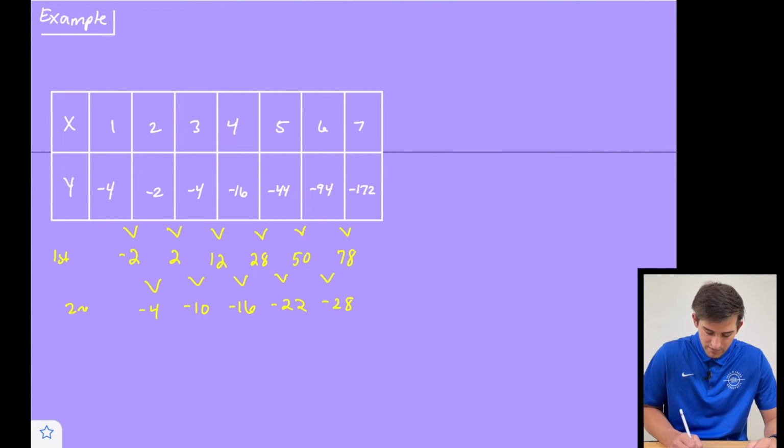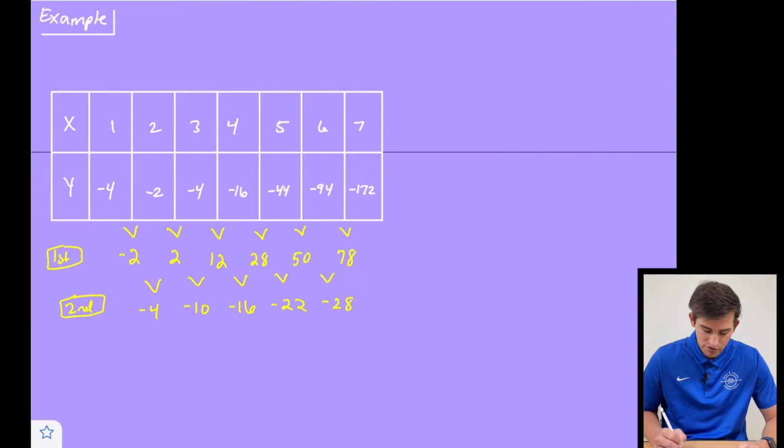So those are our second differences, and once again, they're not constant. So let's keep going. We know it's not a linear function, and we know it's not a quadratic function. Let's find our third differences and see if it's a cubic function.